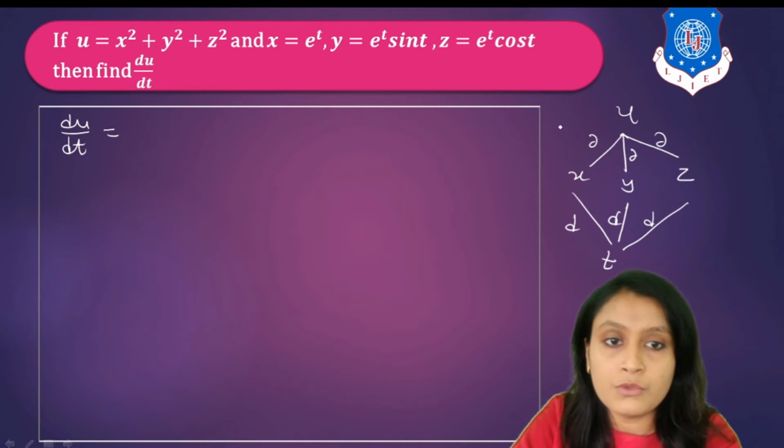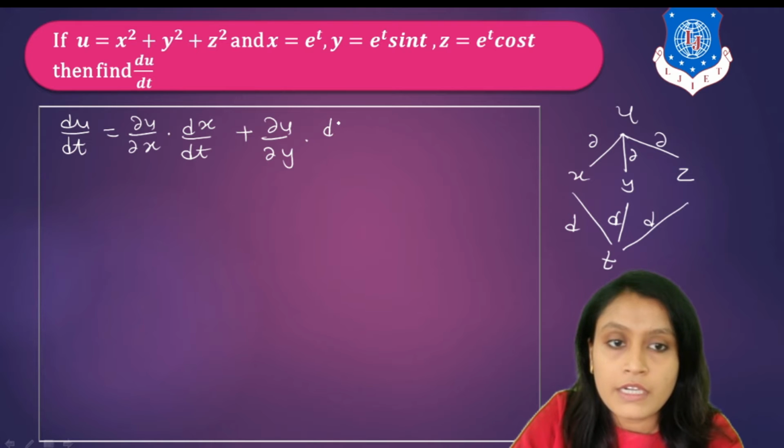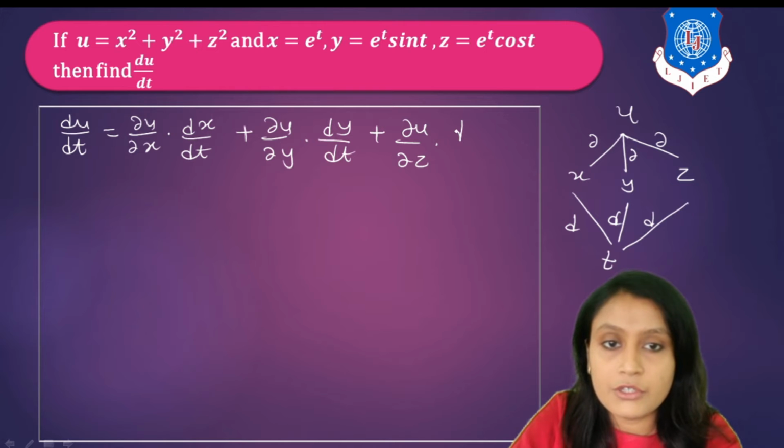Firstly we will go from u to x and x to t. So you will get del u by del x into dx by dt, plus del u by del y into dy by dt, plus del u by del z into dz by dt. Now we have to just differentiate it. So the derivative of u with respect to x is 2x, and y and z are constant, so their derivative is 0. Now the derivative of x with respect to t will be e raised to t.